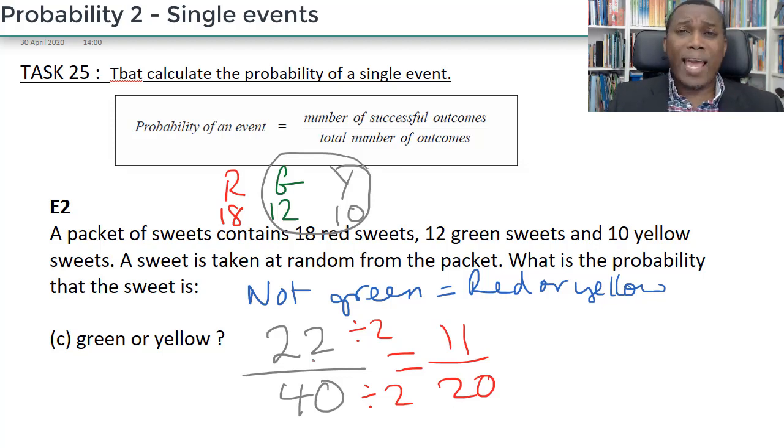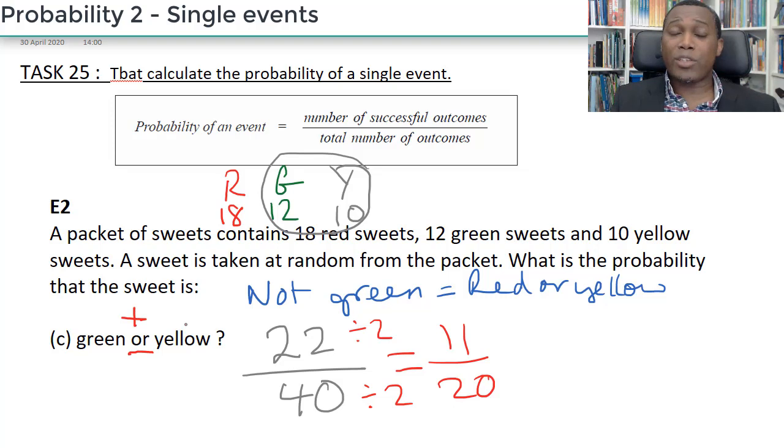And we've now looked at dice and the probability of getting an even number, a multiple of 3, and that sort of thing. We've looked at this situation where we have, let's say, sweets in a bag, and what's the chance of getting one color or the other. And we've looked at critically how the word or works: when we have or, it means to add the number of greens to the number of yellows.